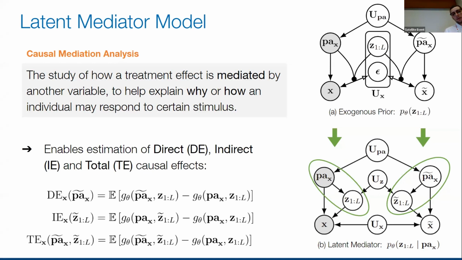And using this latent mediator model, we can estimate the direct, indirect, and total causal effects. So this gives us a sense of what the parents are doing to X and what the mediator, or the latent variables, are doing to X in a disentangled fashion. And this can be pretty useful to see the effects of our interventions. I wouldn't worry too much about the form of the equations here, but if you're interested, you can refer to the paper for more details.